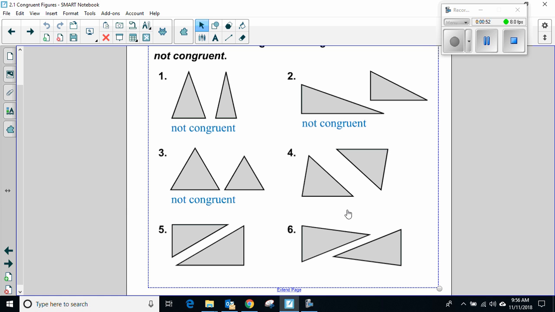Number 3, the triangles are not congruent. Number 4, they are congruent. They are the same size. Number 5, not congruent. One is smaller than the other. And number 6, they are congruent. They are both the same size.